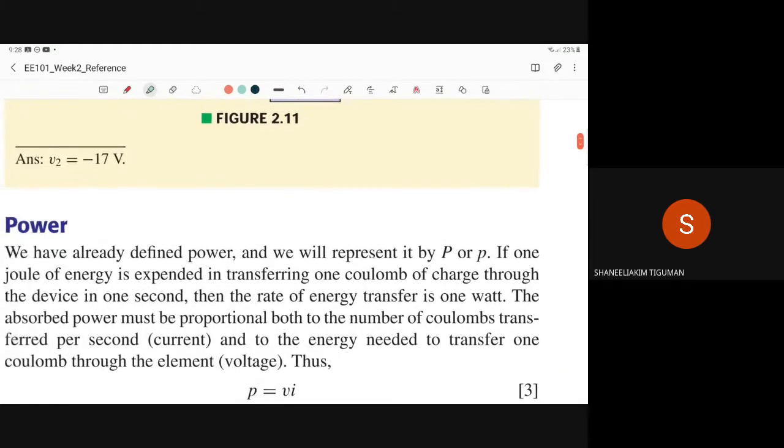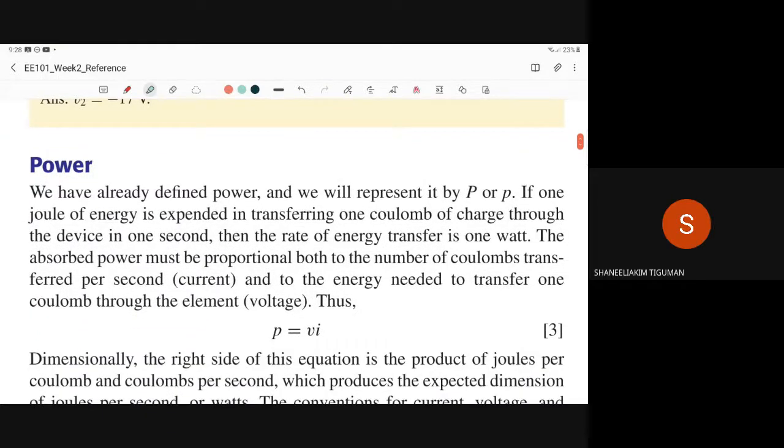After discussing the voltage, which is a very important parameter in electrical circuits or in electricity, we will now go to the importance of power.